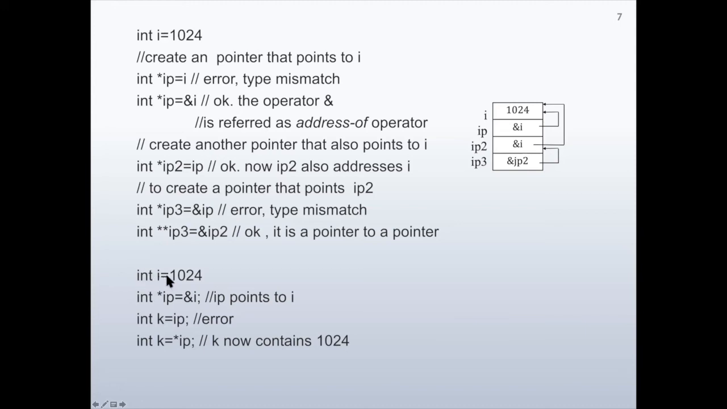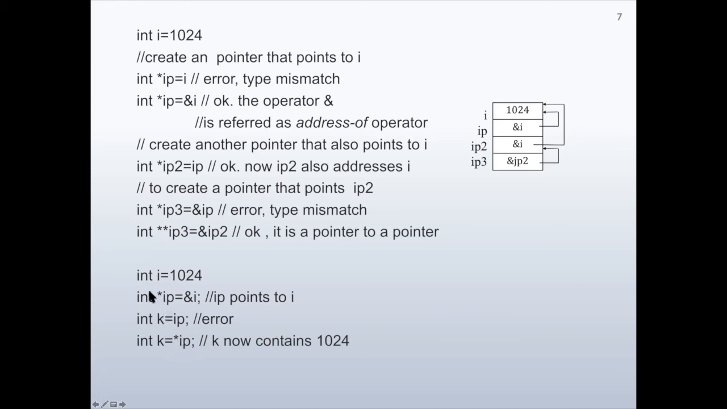Integer I, 1024, integer pointer IP, address of I, IP points to I. Integer K is IP results in an error. Notice that the left-hand side is an integer and the right-hand side is a pointer. Instead of that, we have to write it in the form: integer K is initialized with the item pointed by IP.